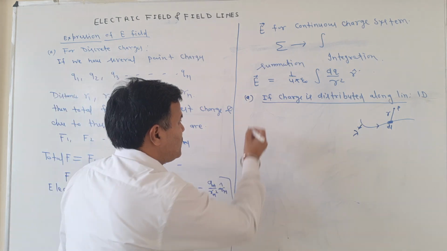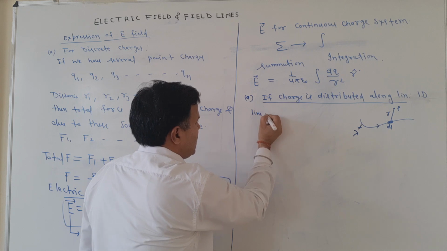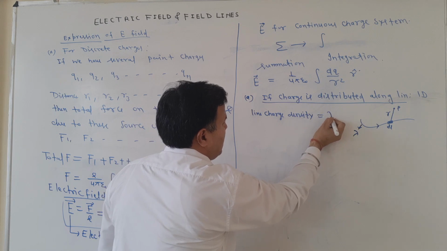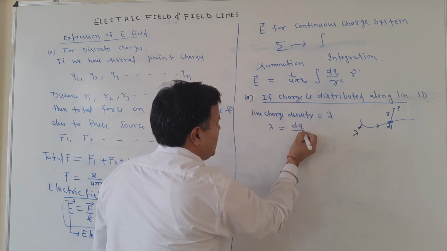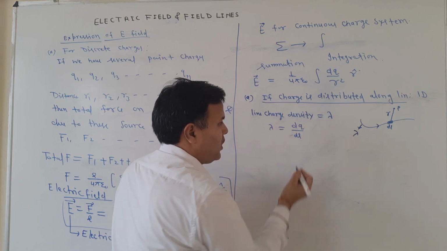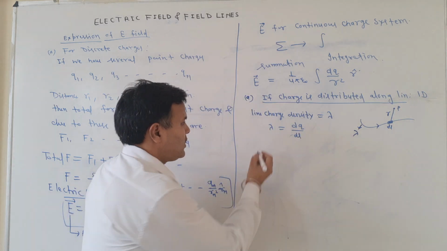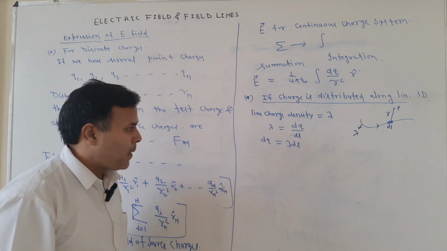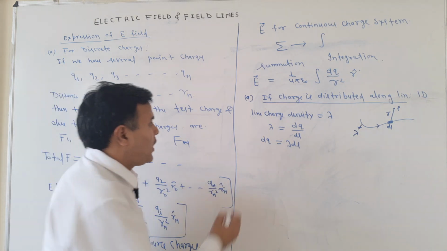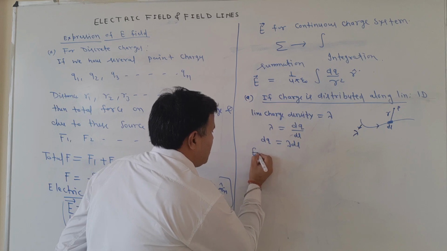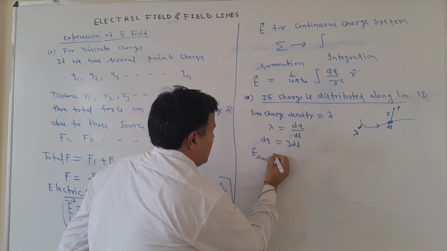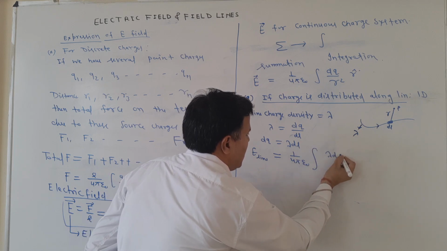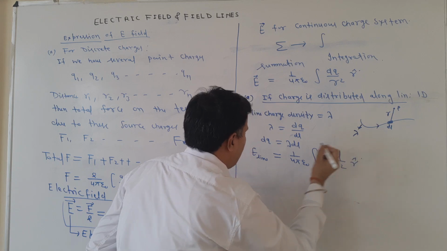The line charge density of this wire is lambda, and lambda is charge per unit length, which is dl. So dq is lambda dl. Now, we have the electric field profile corresponding to line charge density: E equals 1 upon 4 pi epsilon 0, lambda dl by r square, r cap.